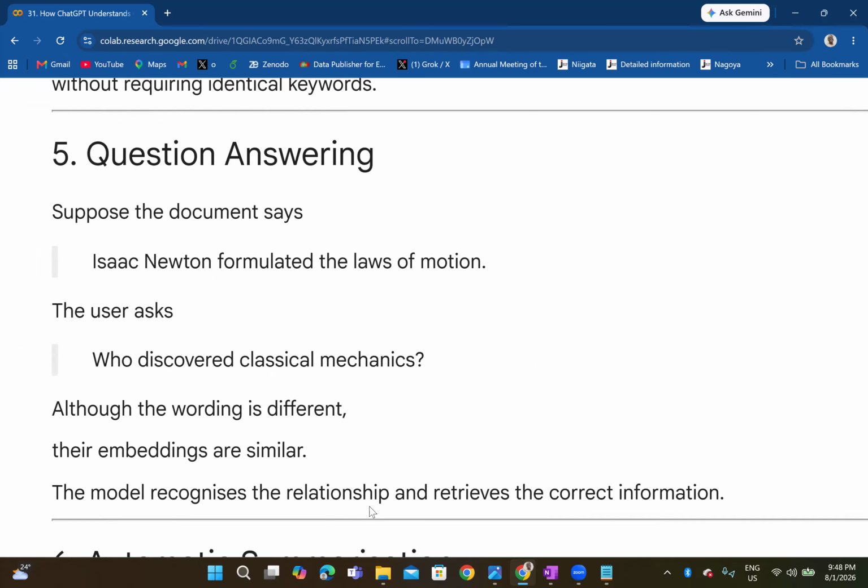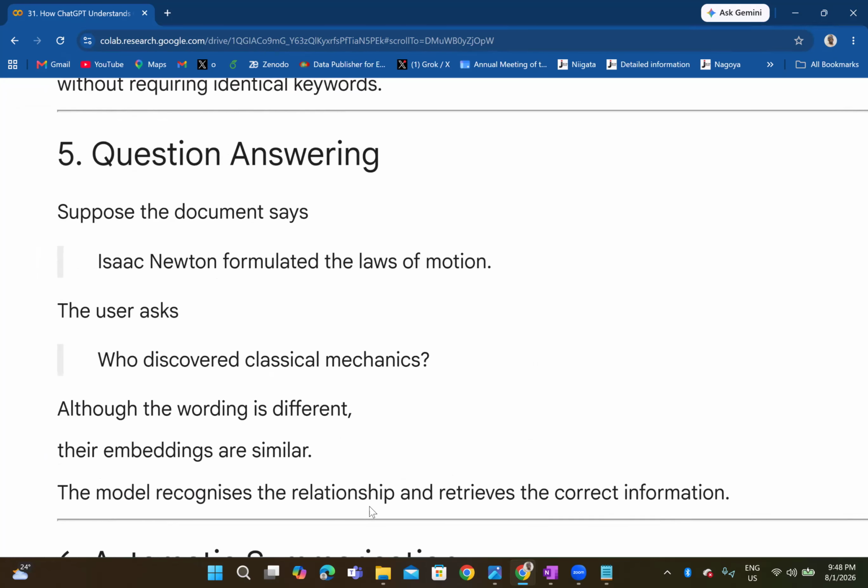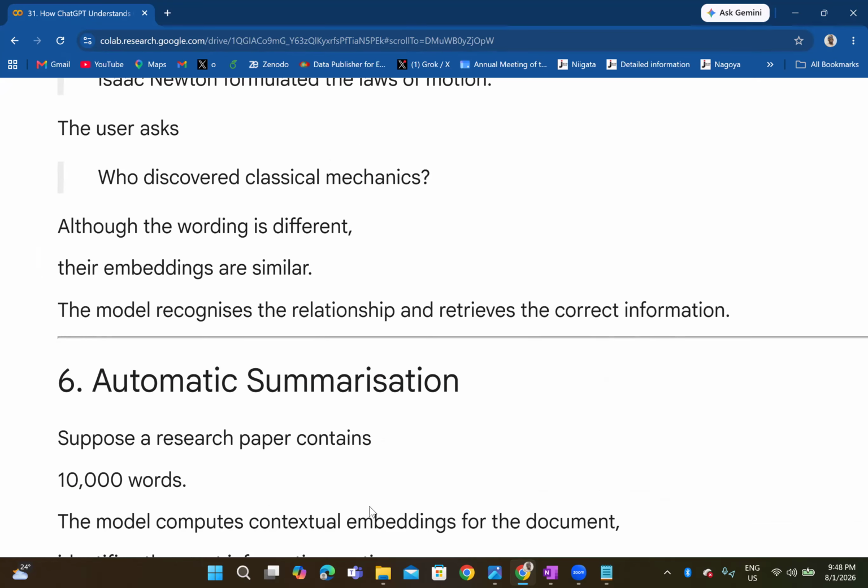Then we have question answering. Suppose the document says Isaac Newton formulated the laws of motion. The user asks, who discovered classical mechanics? Although the words are different, their embeddings are similar. So the model recognizes the relationship and retrieves the correct information.